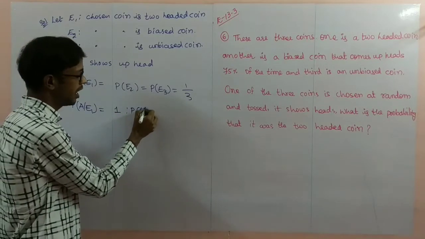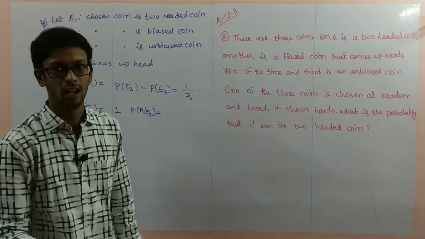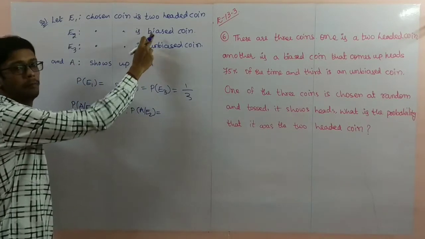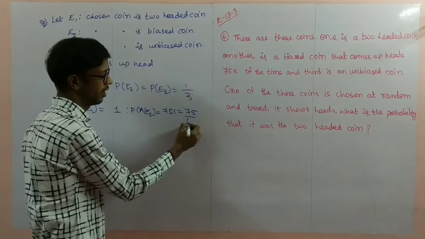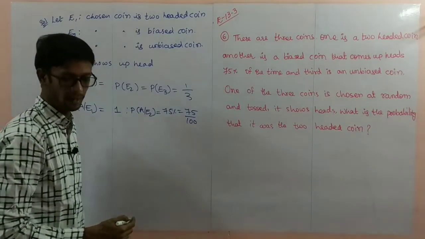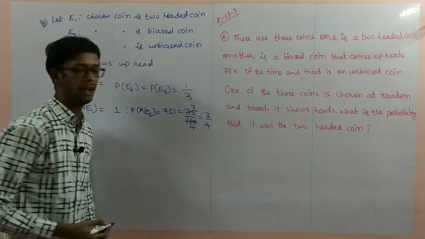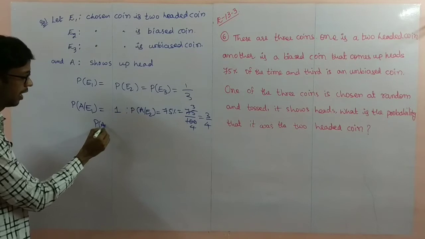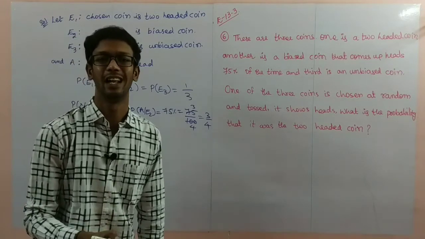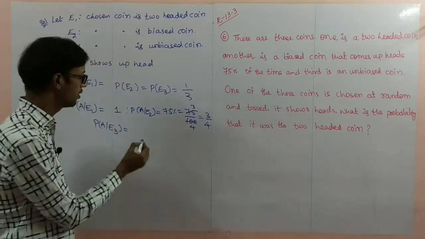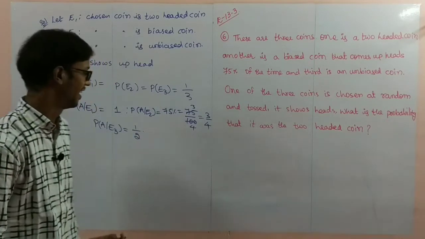Next, probability of A by E2, head getting in the biased coin. How much percentage is there? 75%, that is 75 by 100. We can simplify: 25 3s are 75, 25 4s are 100, so 3 by 4. Next, probability of A by E3, head getting in the unbiased coin. Head getting we know is 1 by 2 probability.